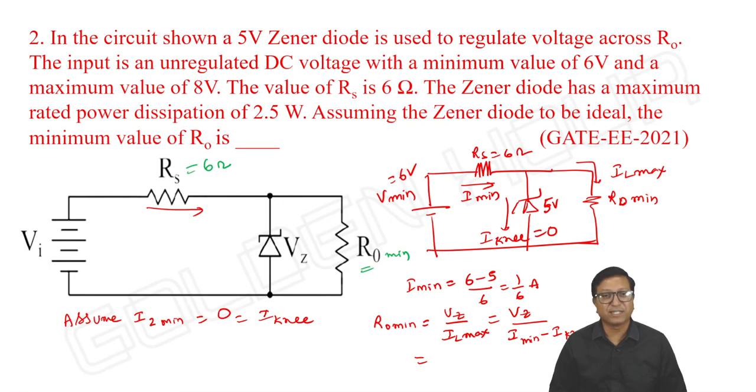That's it. This is how we can do the calculations. So VZ, it is 5 minus I minimum, 1 by 6 minus the knee current. They have not given, no? So what do we take? It is 0. Automatically it is equal to 30 ohms. Okay, that's it.